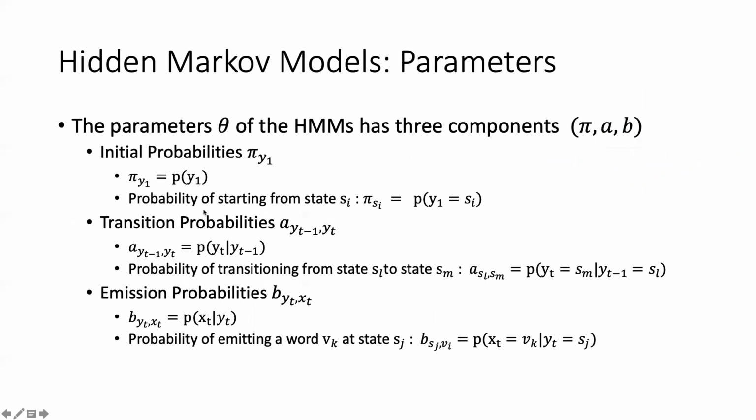The initial probability of starting from a state Si is indicated using pi(Si), and the transition probability of transitioning from state Sl to state Sm is indicated by A(Sl, Sm), and the probability of emitting a word Vk at state Sj is indicated by B(Sj, Vk). Sorry, this is a typo here. This is Vk.